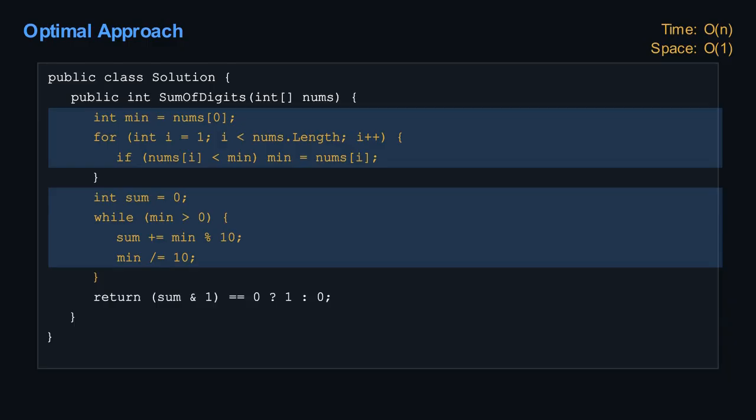Finally, we check if the accumulated sum of digits is even using the bitwise AND operator with 1. If the result is 0, the sum is even and we return 1. Otherwise, if the result is 1, the sum is odd and we return 0.